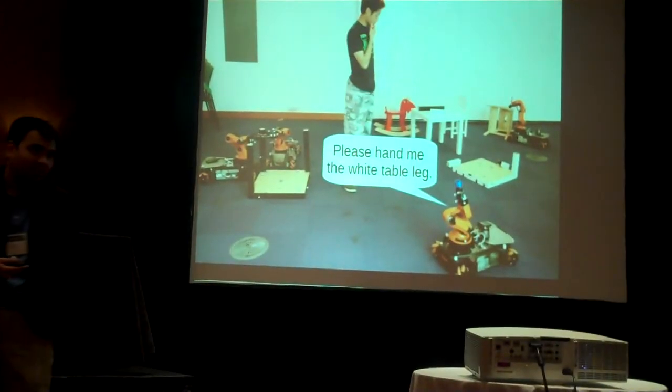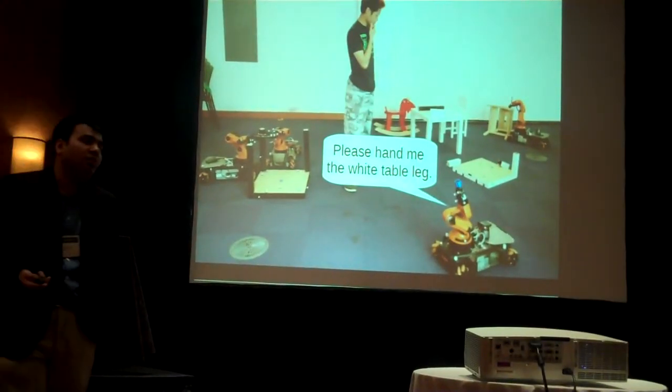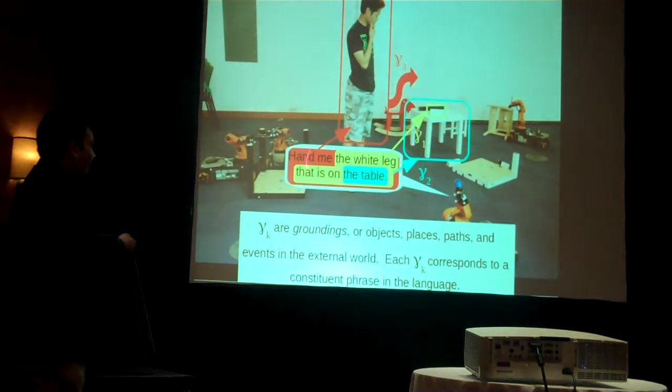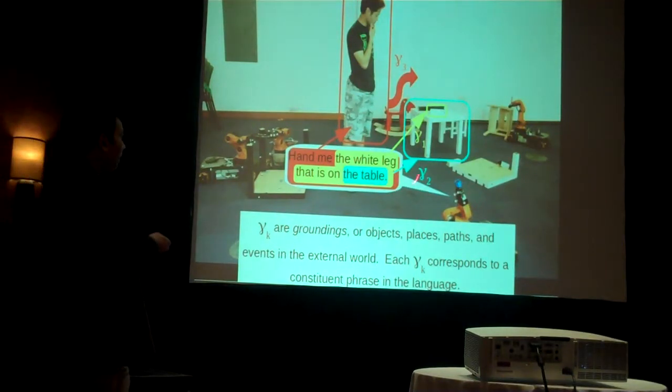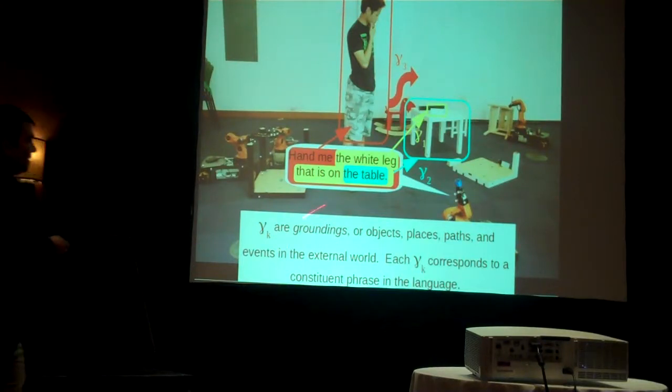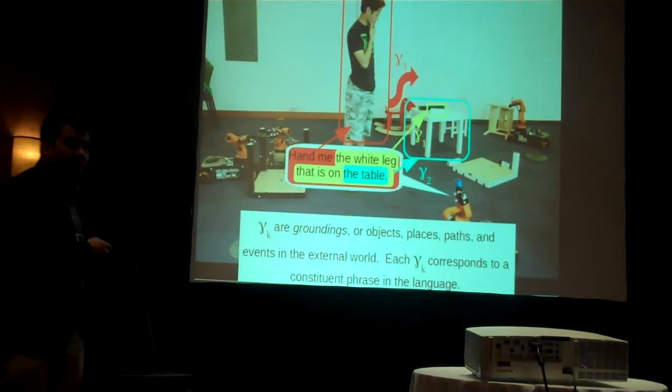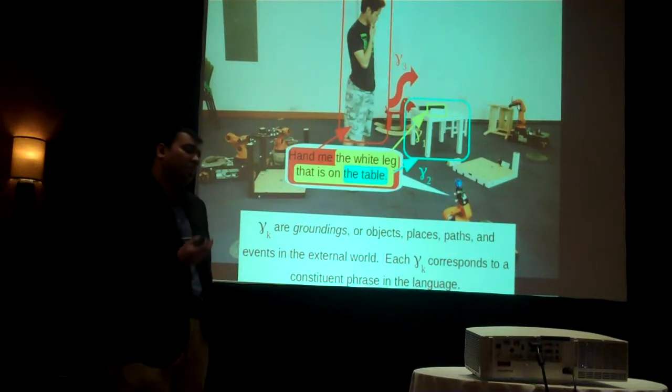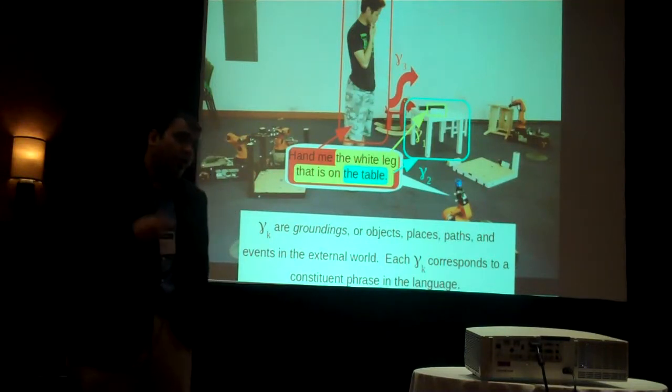So there are many of these things, and it's up to the human to figure out which one the robot is talking about. Here, that ambiguity is removed, right? It says, hand me the white leg that is on the table. There's only one white leg on the table. This one's black. Okay? So this work is basically about how do you generate these kinds of utterances that have the most information that you can convey to the human during runtime.